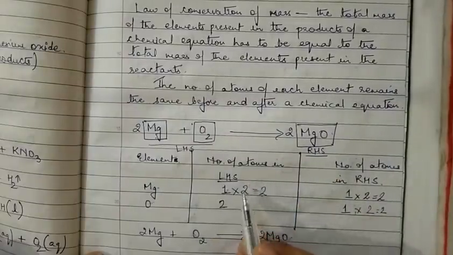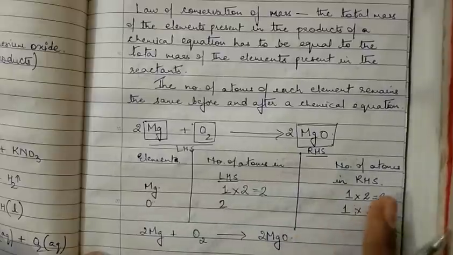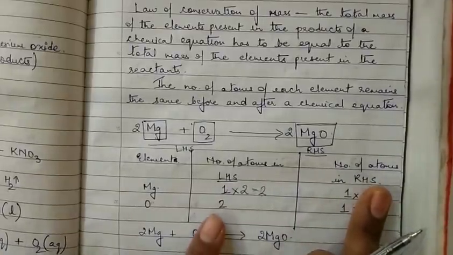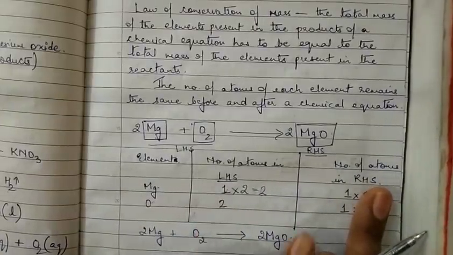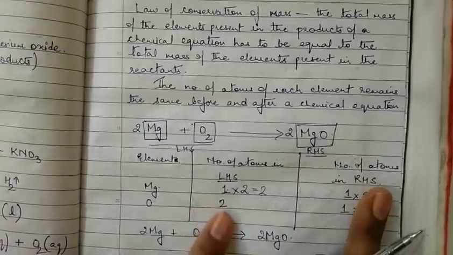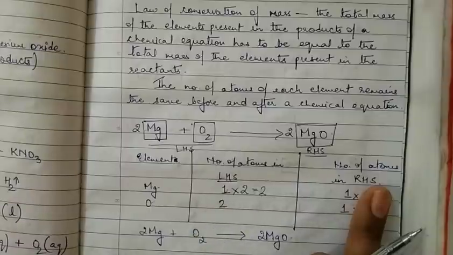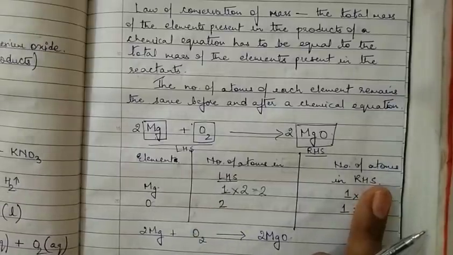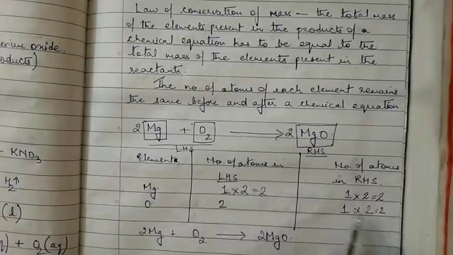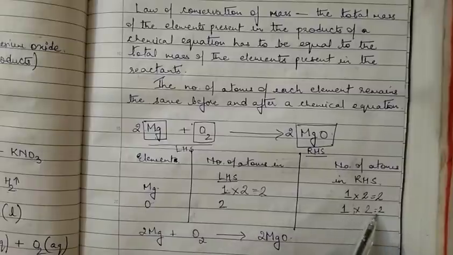So this means that the number of oxygen atoms was not balanced. There was only 1 atom of oxygen on the right hand side, but there were 2 atoms on the left hand side. So this means that we need to balance the number of oxygen atoms. For that, what we will do is we will multiply the right hand side oxygen atoms by 2. So this will become 1 into 2 is equal to 2.